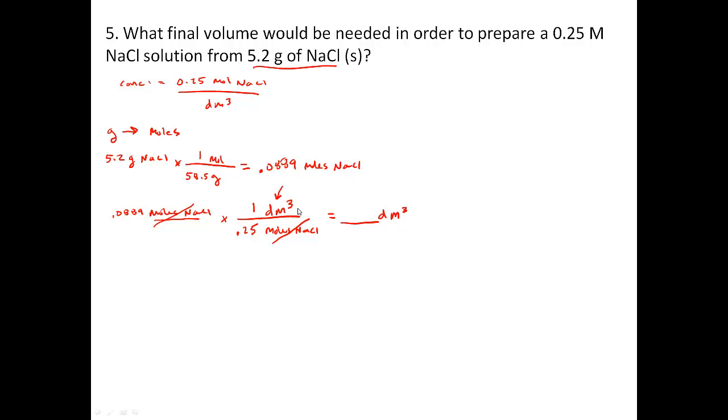So I'm using my concentration to figure out my volume. And that's what chemists do all the time. This is why concentration is so useful. If you know the moles that you want, and you know the concentration, you can figure out the volume that you need. And it turns out that I'm going to need 0.356 decimeters cubed of my solution to give me 5.2 grams.